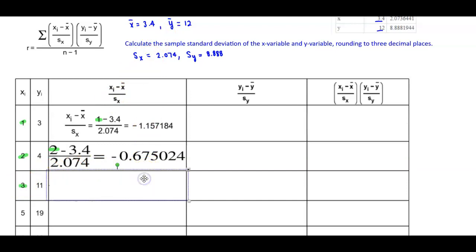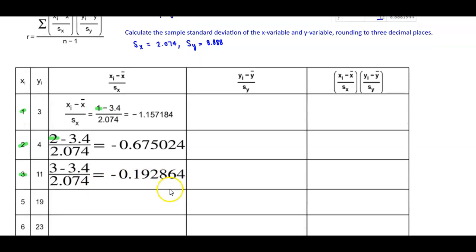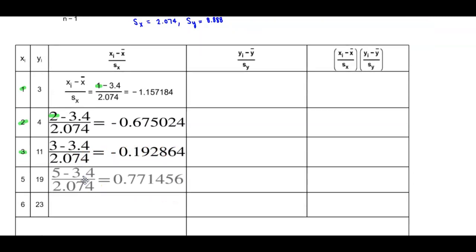Okay, and then we're going to again use x here. So we got x, which is 3, minus 3.4 over 2.074, which gives us negative 0.192864. Then we do the same thing. Now we're going to use 5. 5 minus the sample mean over the sample standard deviation gives us this following value. And then we do the same thing here with 6. We get 6 minus 3.4 over 2.074.